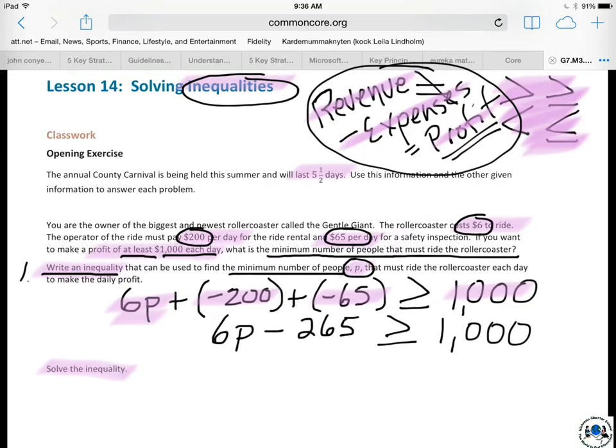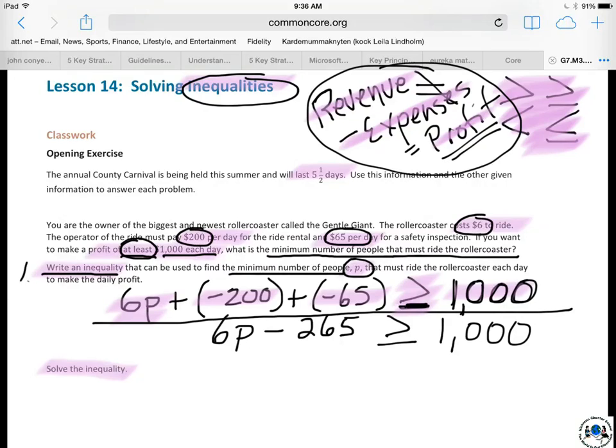This actual equation here, revenue minus expenses equals profit, is reflected in this statement right here. But of course, I am using a greater than or equal to symbol because we want to know at least $1,000 each day. Make a profit of at least $1,000 a day each day. So $1,000 would be included. That's why we include that equal to sign. And of course, $1,000 is on this side.